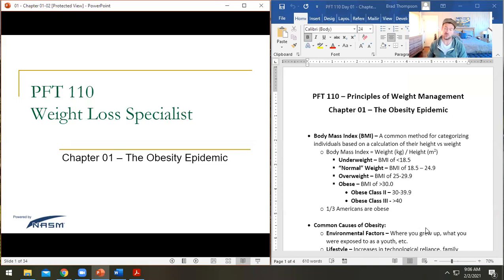So really what we mean here is we're just going to be looking at the statistics behind obesity. We're going to look at some pretty frightening statistics here, at least in terms of how this stuff is on the climb. It's plateaued a little bit in the last few years.